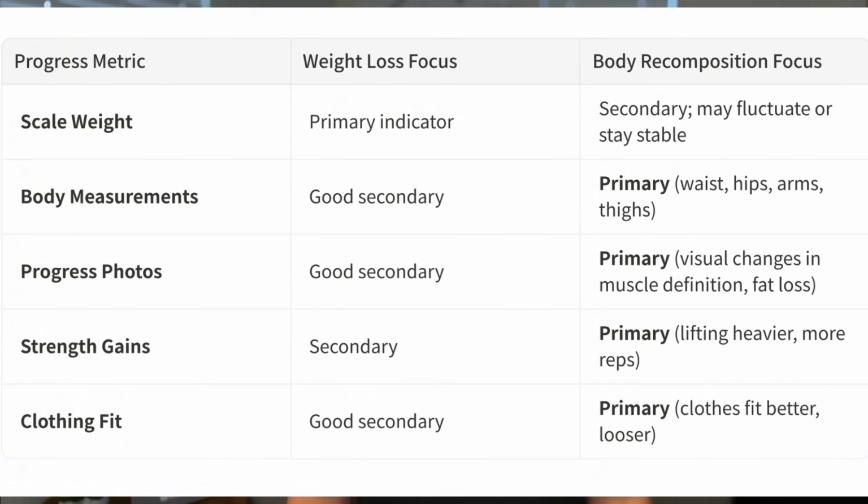And then lastly, how your clothes fit. So of course, a good secondary indicator also with weight loss, but a primary indicator of body recomposition. So your clothes are fitting better, they feel looser, they feel good, and you're feeling much better in your own skin.